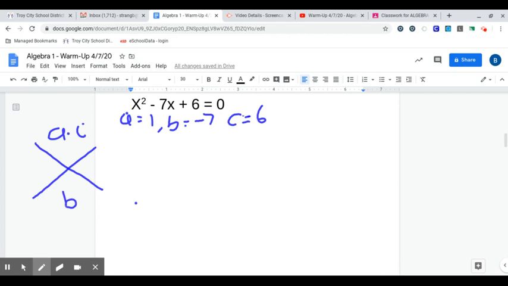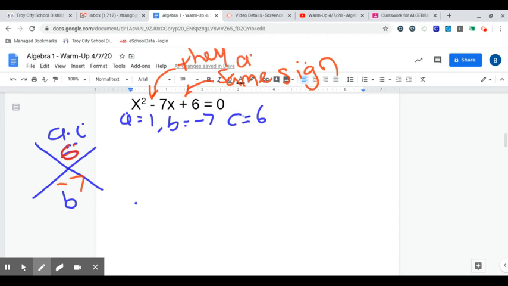So 1 times 6, A times C, I have factors of 6. Right? I'm going to change the color on this. So factors of 6 that add up to -7. So looking at this, I know I've got same sign, right? Because when I multiply them together, I got a positive. So plus times plus, minus times minus gives me a positive. This sign tells me that they're both negative.